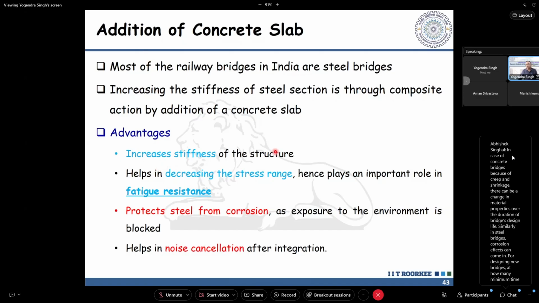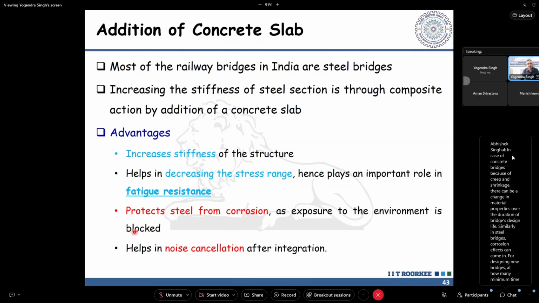Now in case of railway bridges where a deck slab is not there, providing a deck slab is the most common solution. When we provide the deck slab over the existing steel girders, the moment of inertia increases and the strength also increases. When the moment of inertia increases, the stiffness will increase, the frequency is going to increase, and the velocity of the train at which resonance will take place is also going to increase.